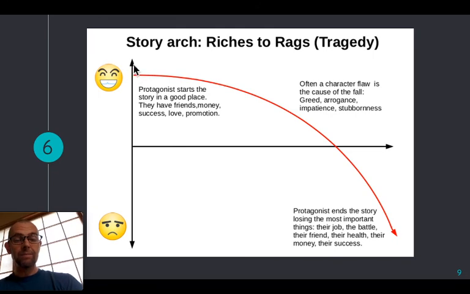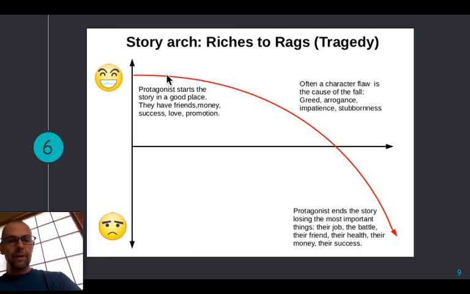So the Wolf of Wall Street, for example, follows this type of story structure where the characters end up losing everything. A lot of stories that focus on the cost of greed focus on this type of story, where this character might have lots of money, but they lose the love of their life.